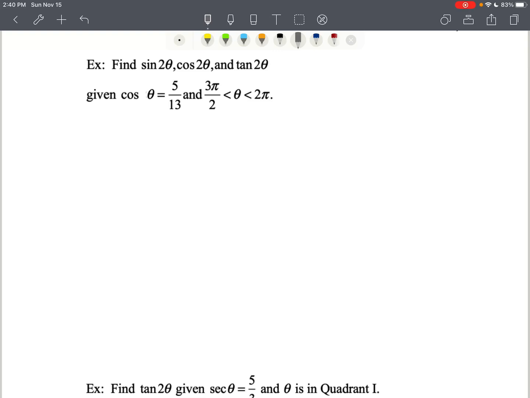In this example, we're going to find the sine of 2 theta, the cosine of 2 theta, and the tangent of 2 theta, given that the cosine of theta is equal to 5/13 and we have an angle theta, so this angle theta is going to be in quadrant 4.